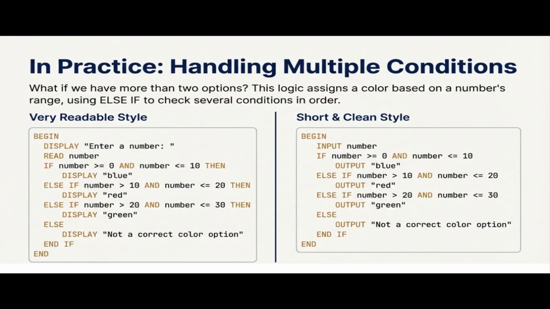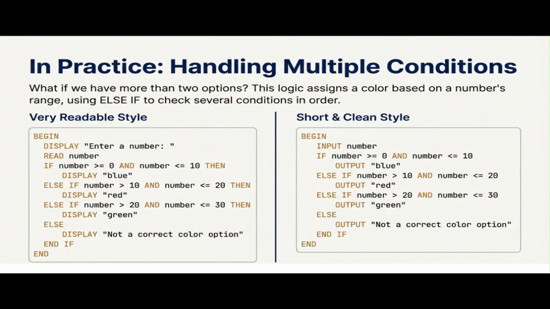Readable: begin, display prompt, read number. If number greater than or equal to 0 and less than or equal to 10, display blue. Else if greater than 10 and less than or equal to 20, red. Else if greater than 20 and less than or equal to 30, green. Else not a correct color option, end if, end. It chains checks. Short is similar, but with input/output. Step by step, it evaluates one condition at a time until one matches.